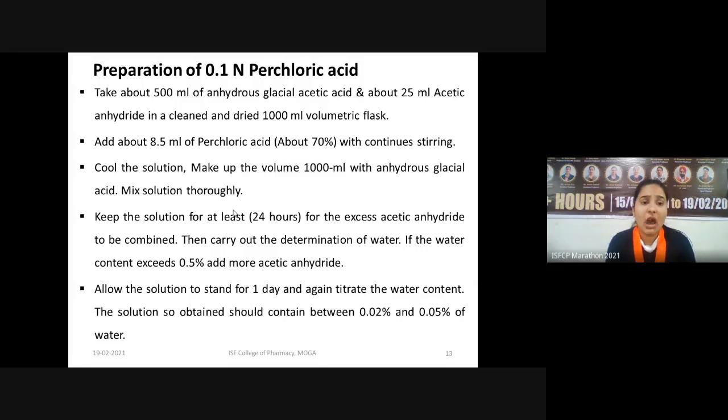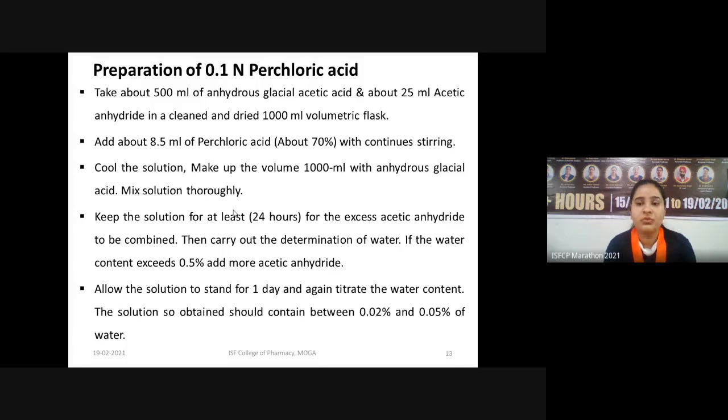Now we will not be using this solution immediately for the titration. We will keep the solution for at least 24 hours so that any excess acetic anhydride which is present in our solution can combine with any water droplets, any moisture which is present in our glacial acetic acid. Then carry out the determination for water. Now to make sure that our titrant, perchloric acid, is free from any kind of moisture, we will carry out the determination of water also.